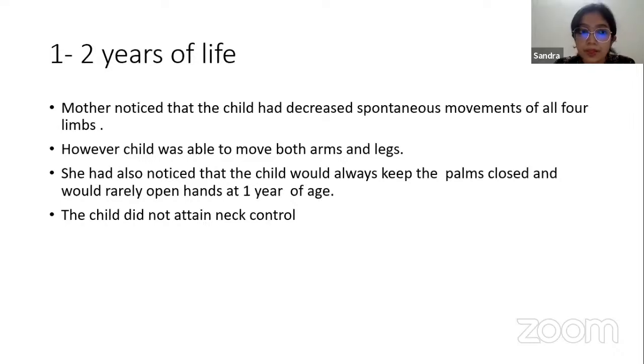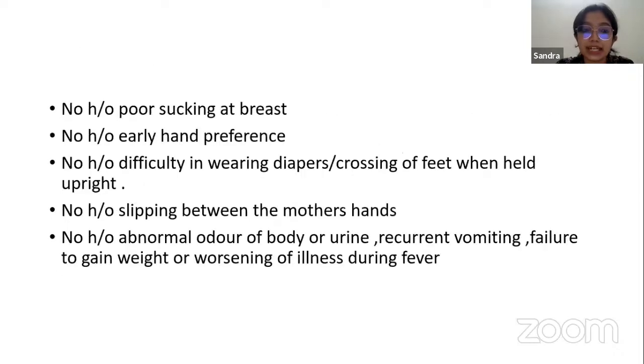Okay. At 1 to 2 years of life, mother noticed that the child had decreased spontaneous movements of all 4 limbs. However, the child was able to move both arms and legs. She had also noticed that the child would always keep the palms closed and would rarely open hands at 1 year of age. The child did not attain neck control, no history of poor sucking at breast, no history of early hand preference. There was no history of difficulty.